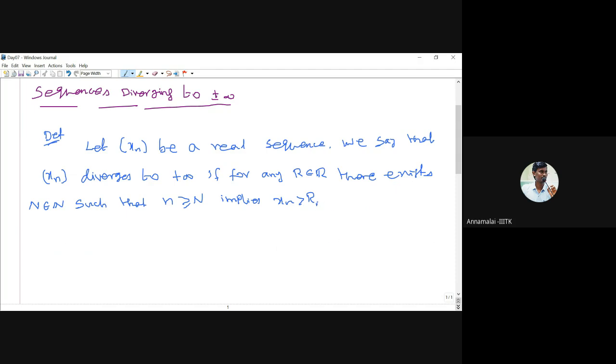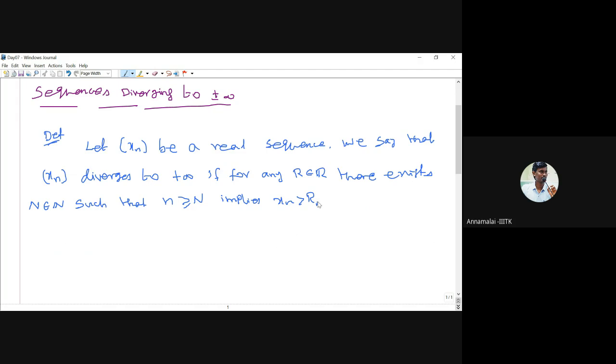So similarly, we define divergence to minus infinity. That is the same thing: for any r, there is a stage such that after this stage, all the xn's are less than r. If you take any r, there is no condition on r; r is any real number, maybe positive or negative.